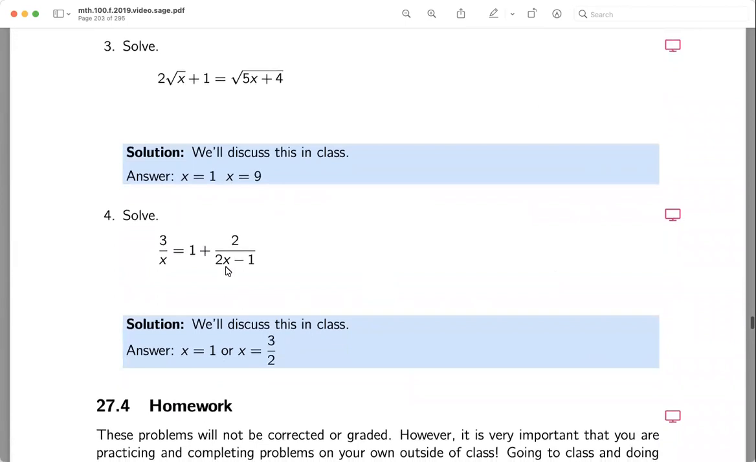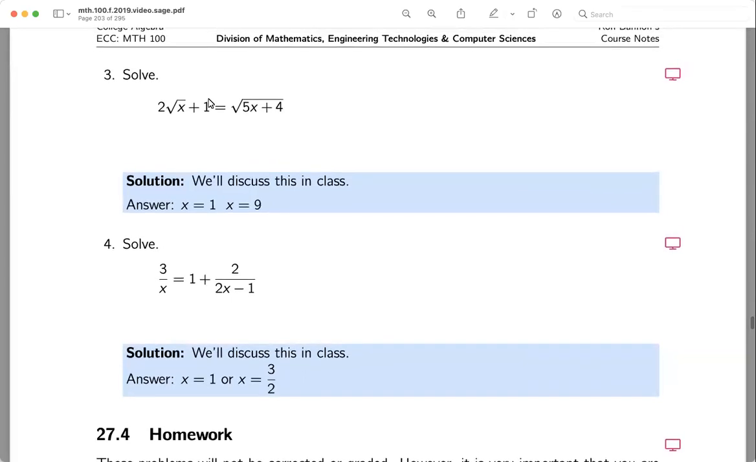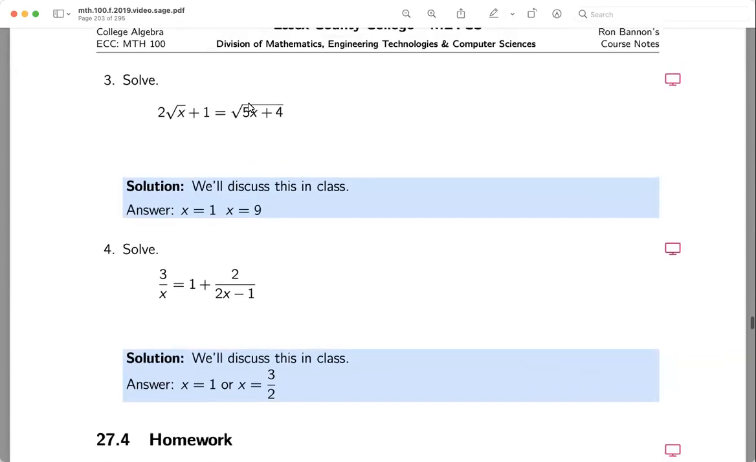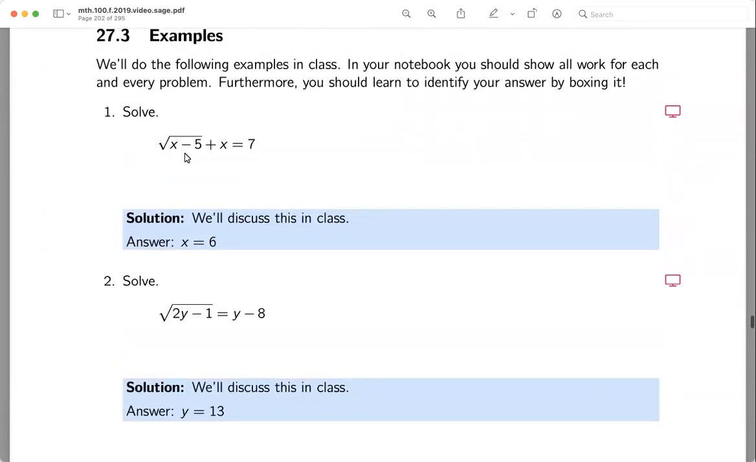Also a rational equation. The point of this is, though, that through manipulation, like for example, number 4, you'd multiply both sides with the LCD. For question number 3, you would square both sides. For question number 2, you'd square both sides. And for question number 1, you'd isolate the radical, and then you'd square both sides.